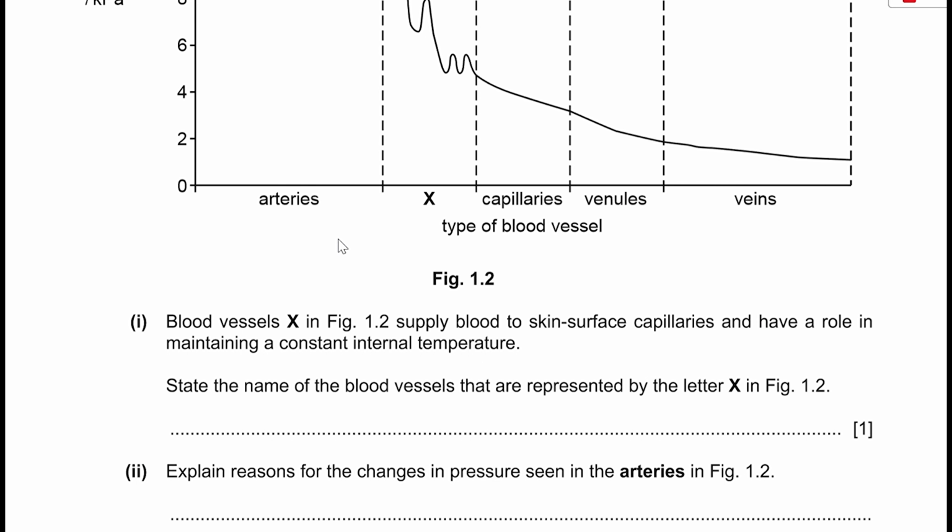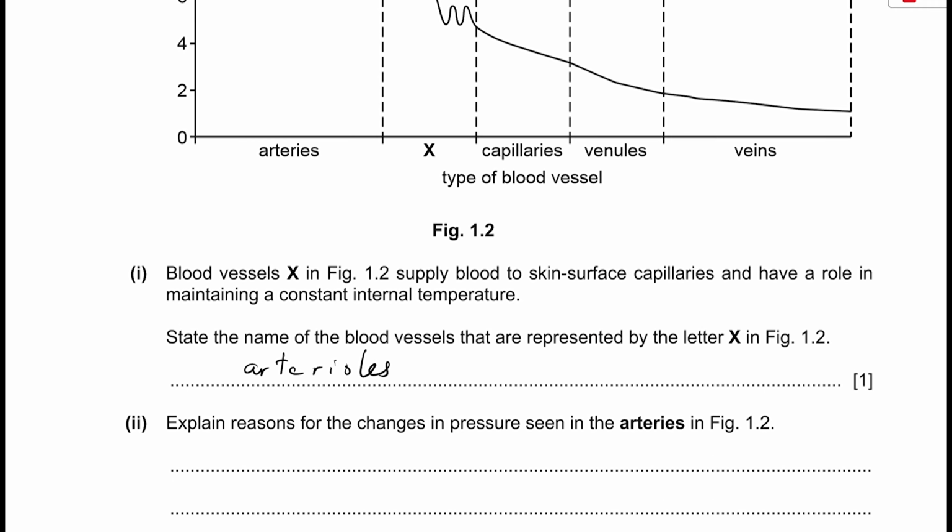Now arteries, they usually branch to form something known as arterioles. So blood usually flows from arteries, then it goes to arterioles. Then from the arterioles, that's when it goes to capillaries, venules, then veins. So the part labeled X over here represents arterioles.